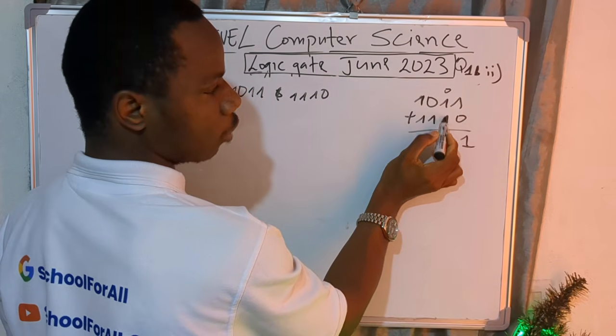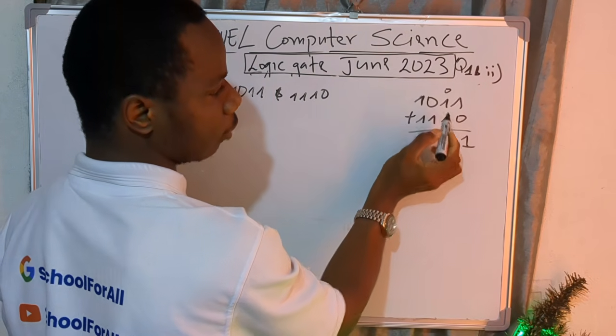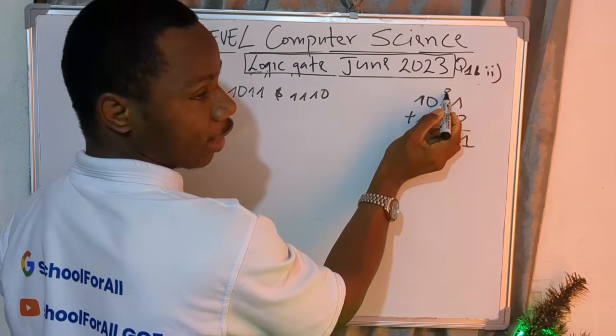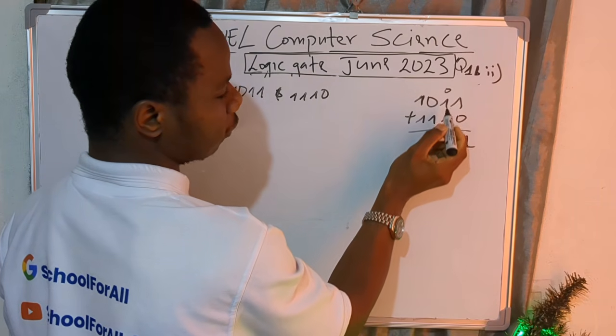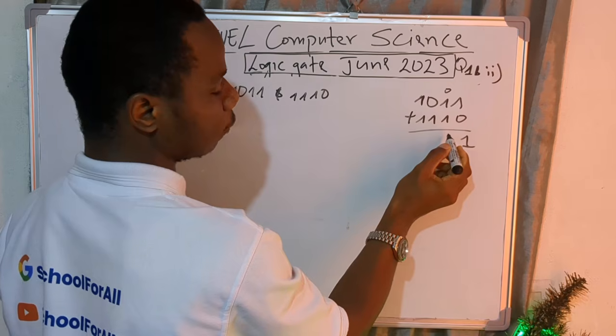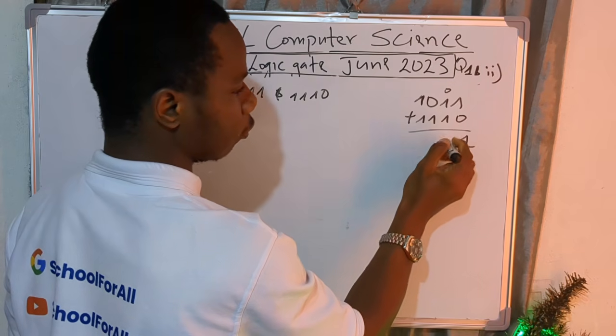Now, you take this one. 0 plus 1 plus 1. So this is already what? Full adders, because you are adding what? You are adding two inputs A, B plus a carry in. So what will be the answer of this operation? 0 plus 1 plus 1 is the same as 1 plus 1, which is giving you what? 0 and carry 1. So you write your 0 here.